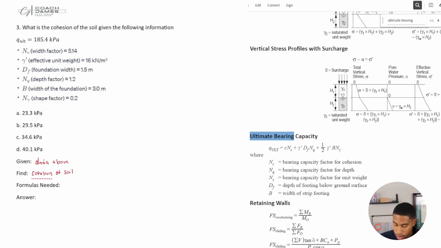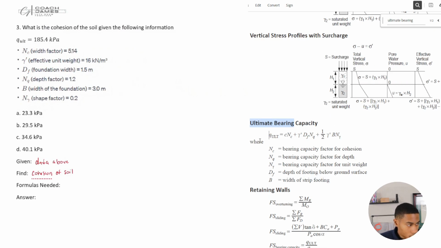All right. And so knowing that they give me, you have to have a little bit of background knowledge, right? Because you need to know that if you're given Q ult, then you may need the ultimate bearing capacity. And if you don't know how to get to it, search ultimate bearing. It should be the first thing that pops up, ultimate bearing capacity. So formula is needed. So they give us the Q ultimate.